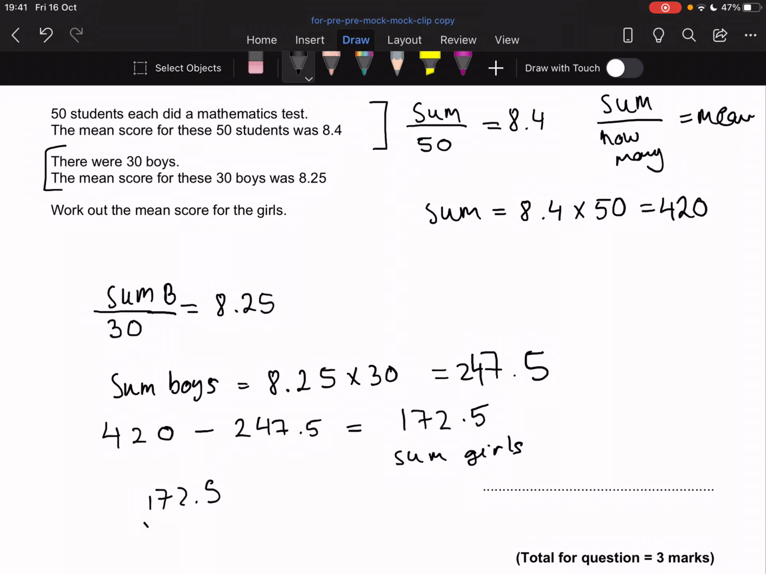It's 172.5. I know that there were 20 girls because there are 30 boys. And I'm just going to have to do that calculation and work out the mean. So 172.5 divided by 20, 8.625. So 8.625 is the mean score for the girls. So obviously they did better than the boys, obviously.